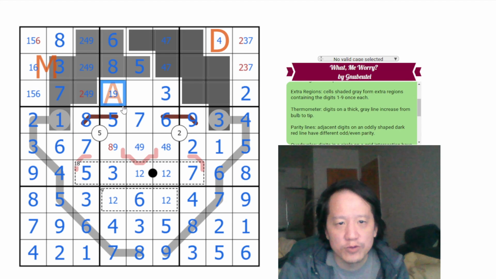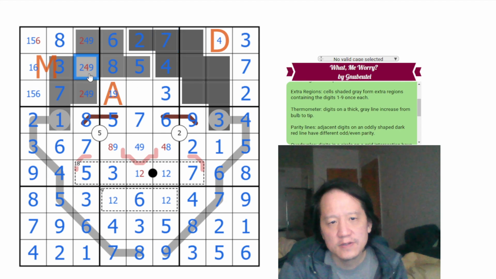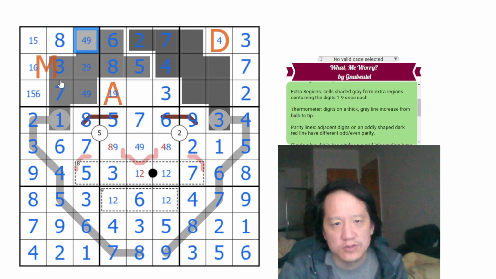So this becomes 1 or 9. That can't be 2, so therefore this has to be 2. This is 7. This is 3. 3 in the corner. That's 4. This is 7. This cannot be 6. This cannot be 4. This cannot be 2. This cannot be 2. So this has to be the 2.